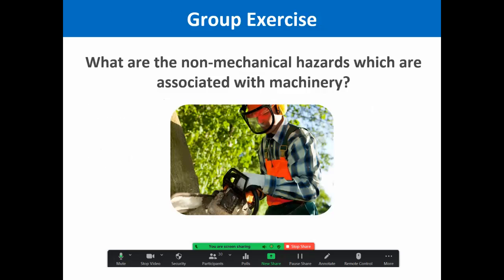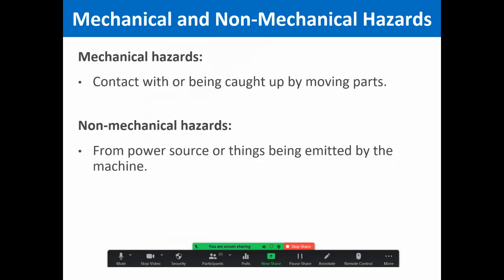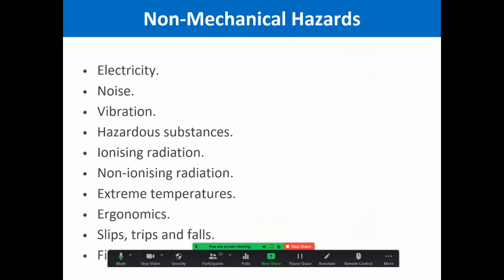Okay, what are the non-mechanical hazards which are associated with machinery? Sorry, non-mechanical hazards we will discuss now. So the non-mechanical hazards related to equipment and machinery include electricity, noise, vibration, hazardous substances, ionizing radiation, non-ionizing radiation, extreme temperatures, ergonomics, slips, trips and falls, and fire and explosion. So these are the non-mechanical hazards that are related to machinery.